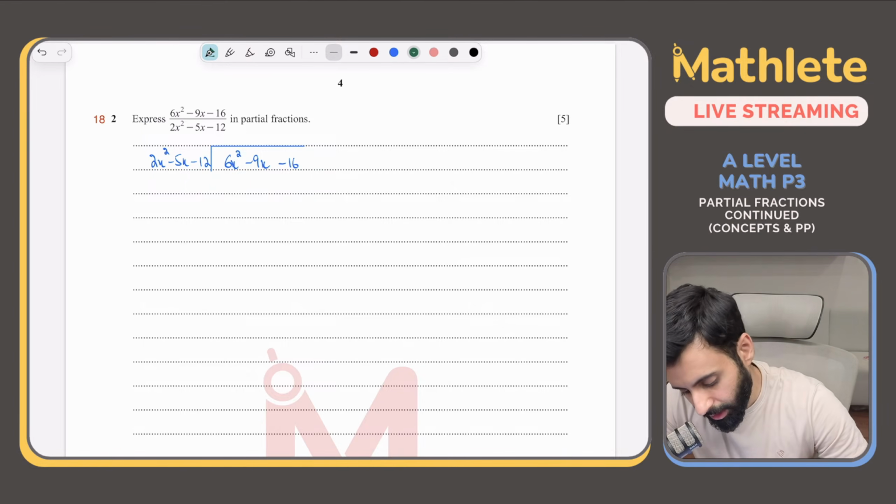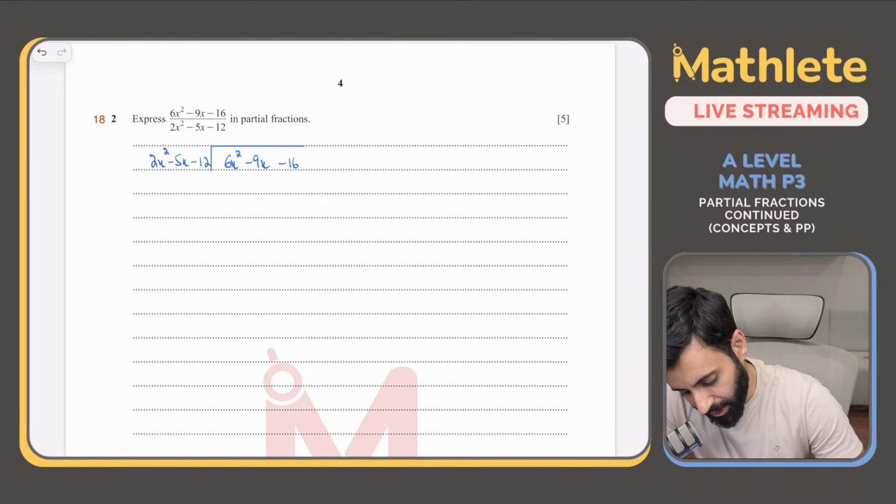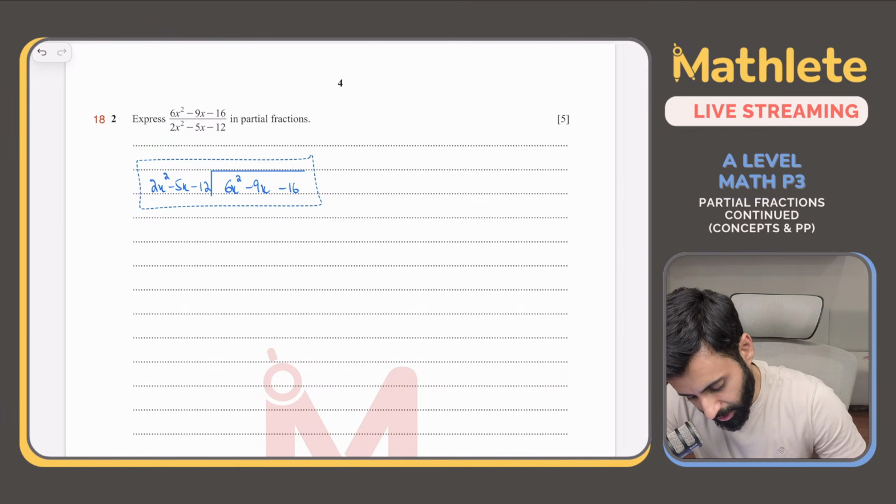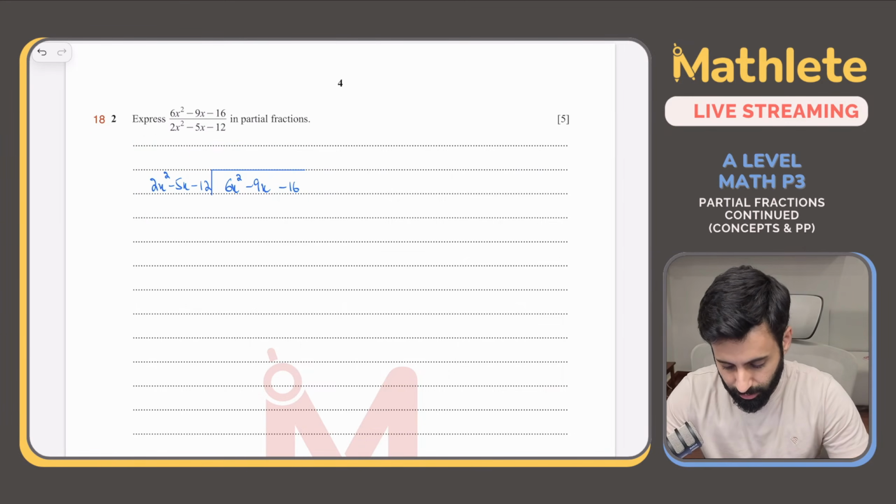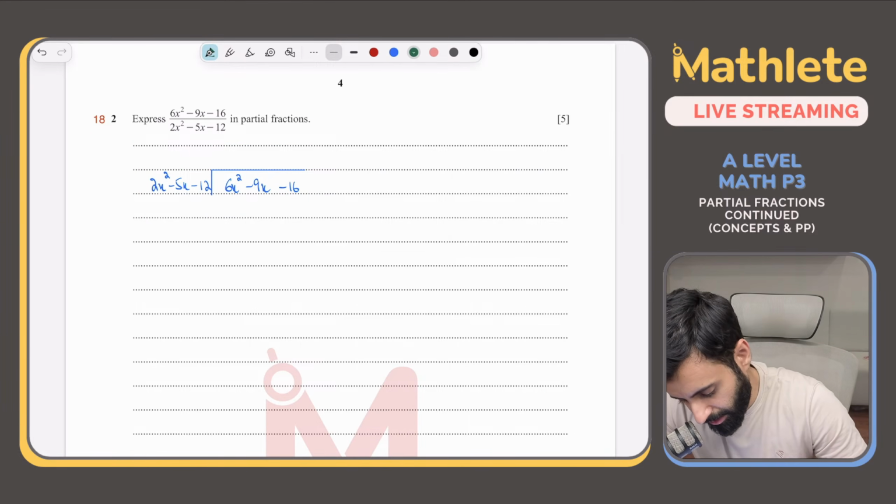We will have to deal with an improper fraction. Why? Because the power in the numerator and the power in the denominator are equal. So what do we have to multiply it with? We have to multiply it by 3. As I multiply it by 3, here's what happens. We get 6x squared minus 15x minus 36.